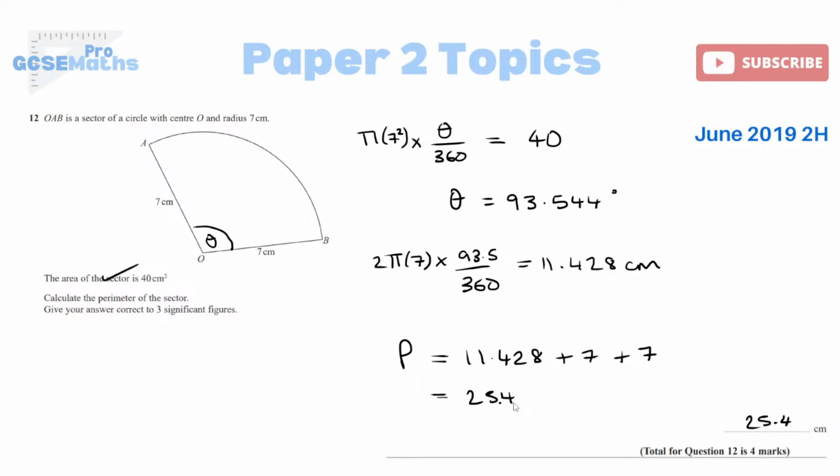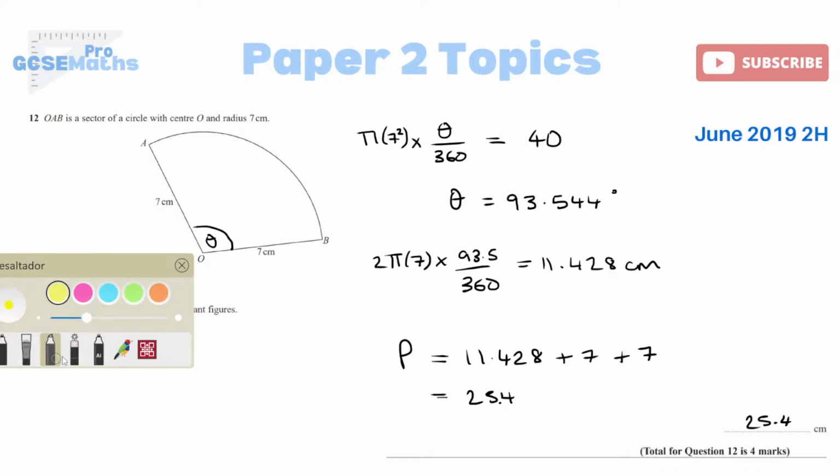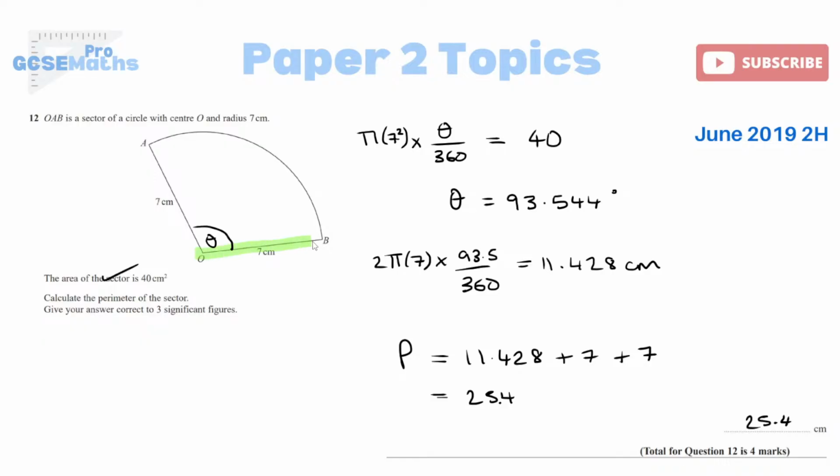You didn't understand why I did 7 plus 7? Because the perimeter, let me get a highlighter, the perimeter is all of the sides, isn't it? Added together. Do you see how I've got a 7 here for the radius, a 7 here for the radius, and then this was the 11? So to find the perimeter, this is the 11, isn't it? 11.4. To find the perimeter, you add up all of the sides. 7, 7, and 11.4.